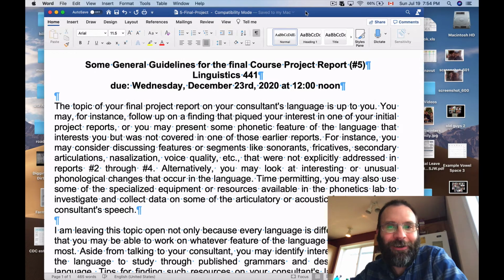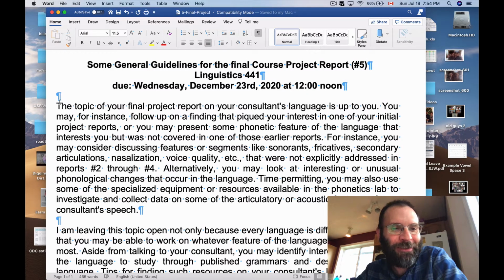So I've tried to make the font here a little bigger because I realized that maybe you can't really read what I'm reading when I'm reading through these guidelines for you. So hopefully you can just follow along at home.